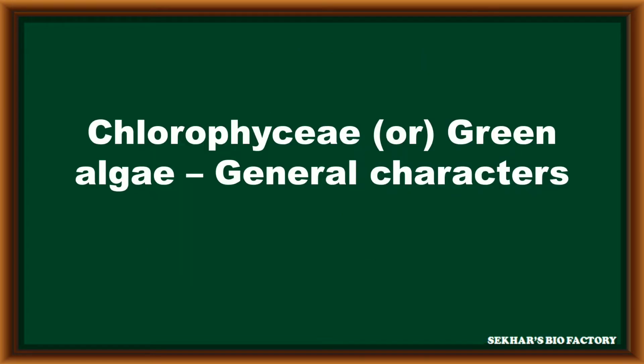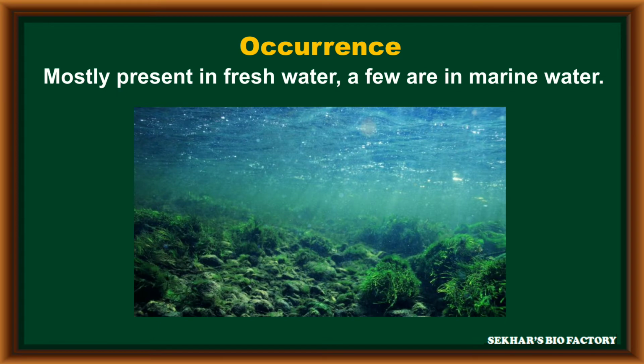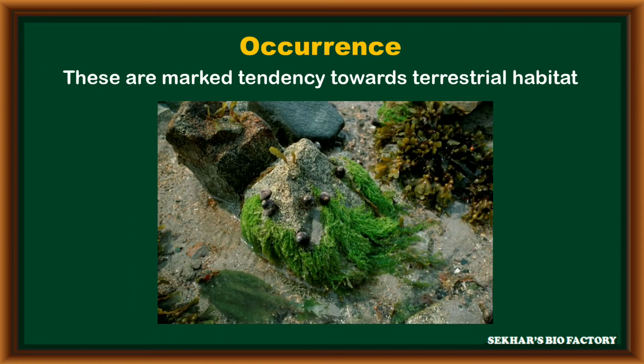In this video, I am going to explain the general characters of Chlorophyceae or green algae. Chlorophyceae members are also called green algae because of the pigments present in their cell structure. These members are mostly present in freshwater and very few members are present in marine water. They show a marked tendency towards terrestrial habitat.